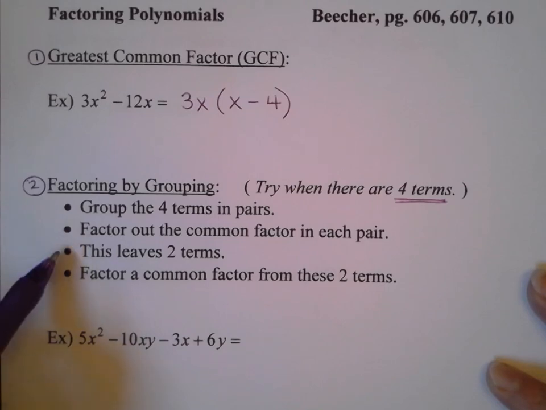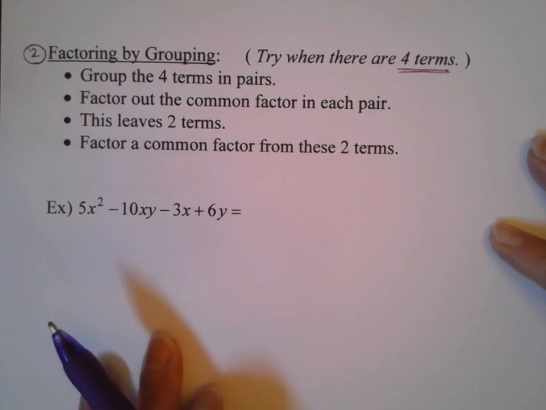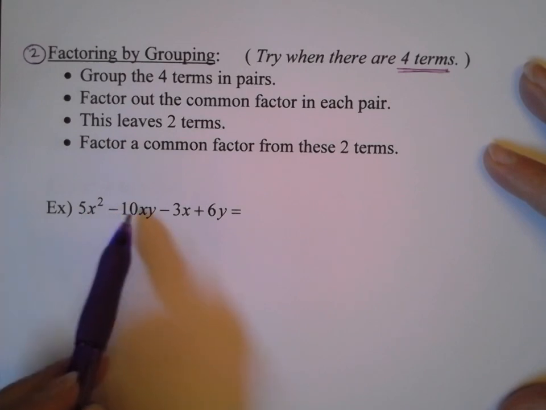When we do that, that leaves us with 2 rather large looking terms that we'll say are added together or maybe subtracted. And then the parentheses that we see in each of these 2 giant terms should match up. And if they do, we can do grouping. And then we're going to factor out that matching parentheses. Let me demonstrate that for you so you can get a better idea of what it looks like. So here's an example. We have 5x squared minus 10xy minus 3x plus 6y. So you can see the 4 terms.